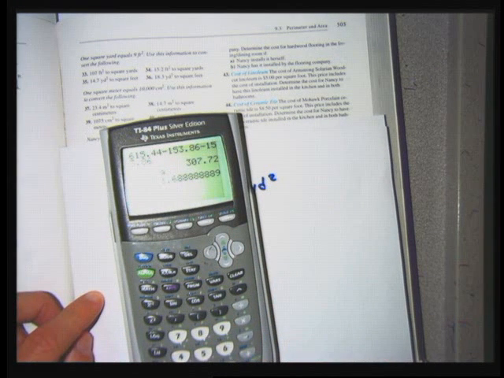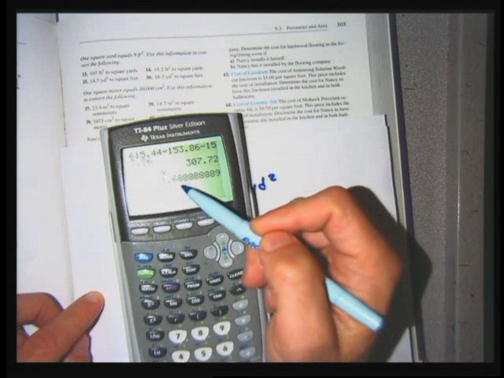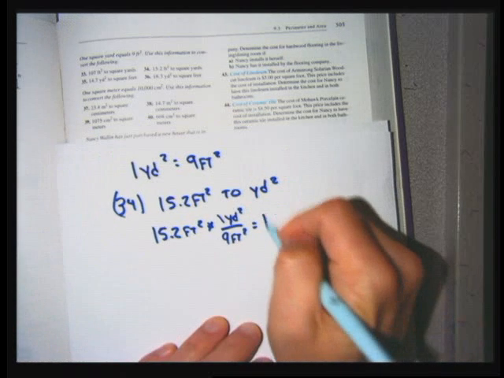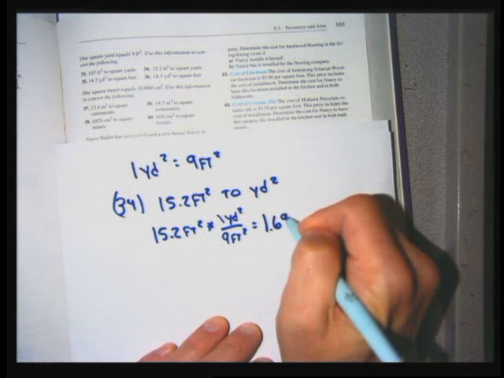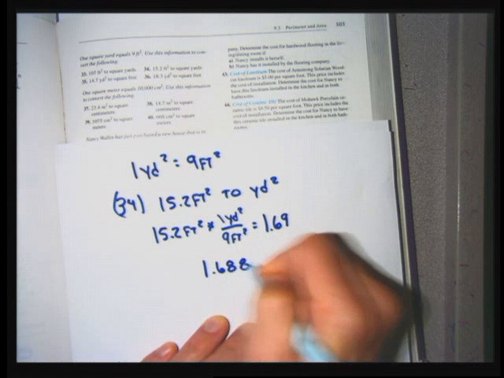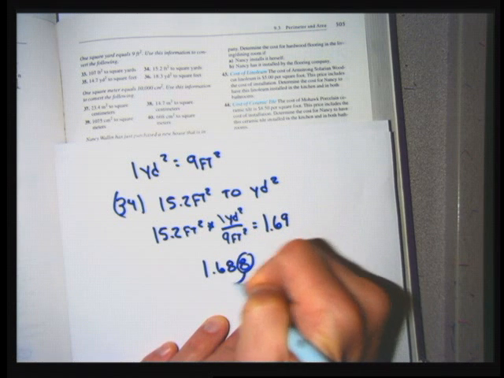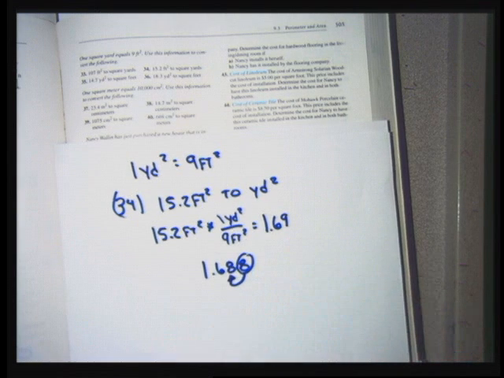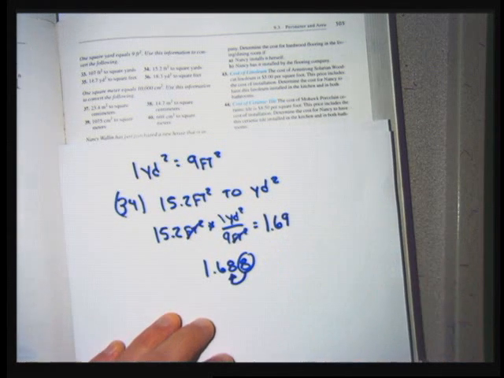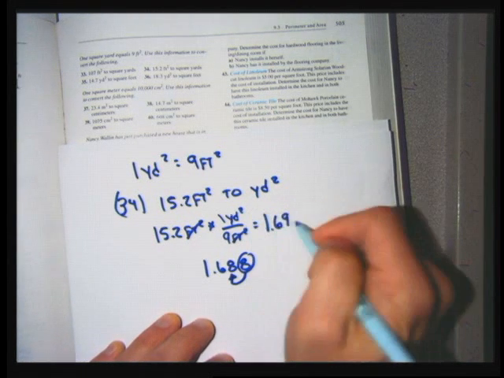The number I'm going to get is 1.688888. I'm going to round that to 1.69. The author, again, doesn't take the time to tell me to round or not round. So I'm going to round that to 1.69 because I got 1.68 and then a bunch of 8s. The 8 in the third position tells me to round the 8 in the second position up. And my units are going to cancel. Feet squareds will cancel with feet squareds, and I'm left with a unit of yards squared.